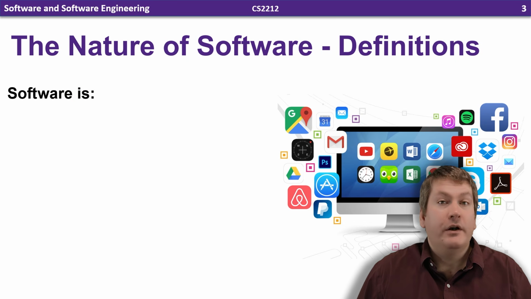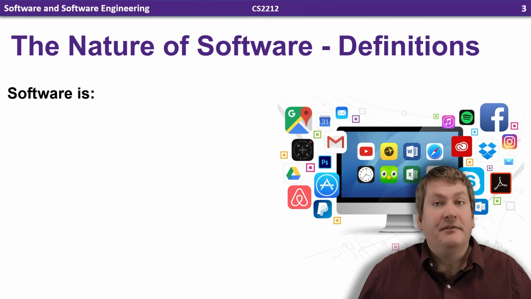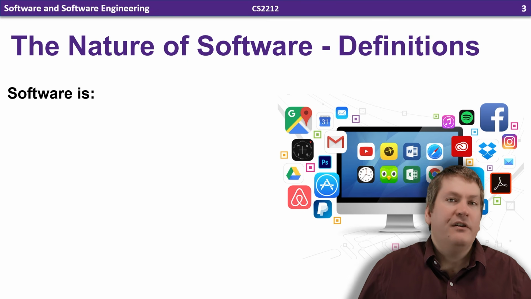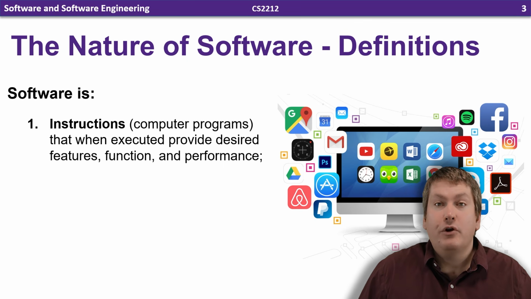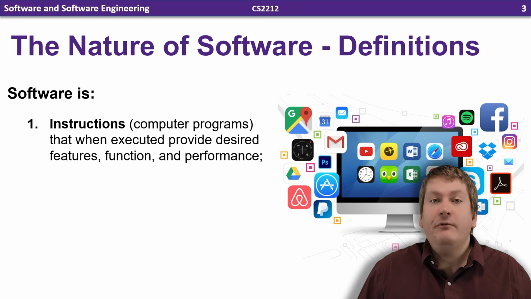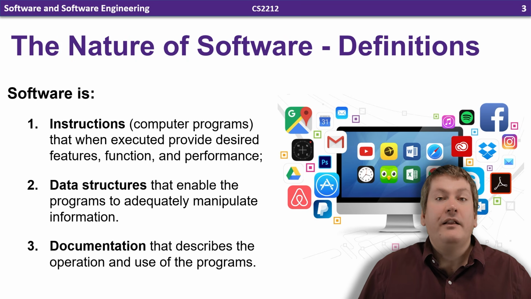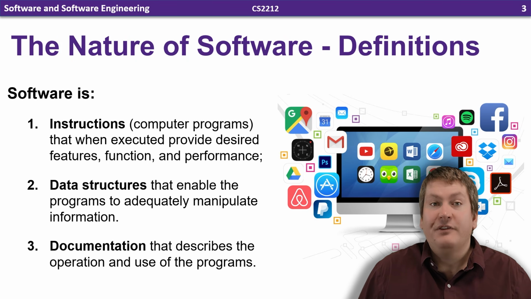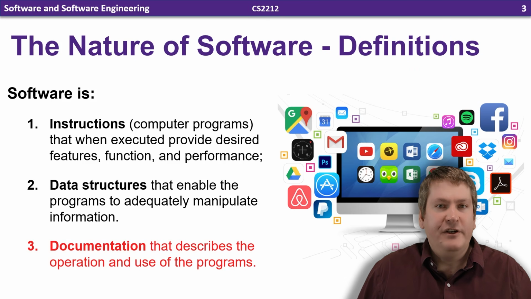Before we can dive more into software engineering methods and practices, we need to have a better idea of what software is. Being computer science or engineering students, you are of course familiar with software as computer programs made up of lines of instructions or code. However, software is much more than this. It's also the data structures that enable programs to manipulate and store information, as well as the documentation that describes the operation and use of those programs. This last definition in particular will be an important focus of this course.